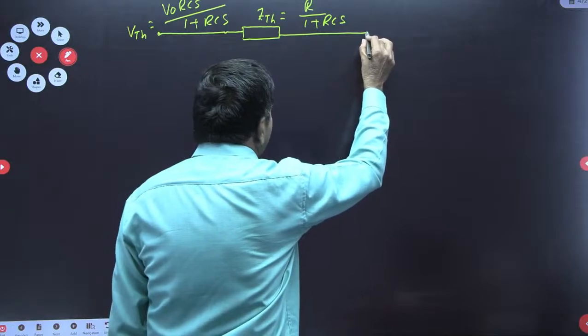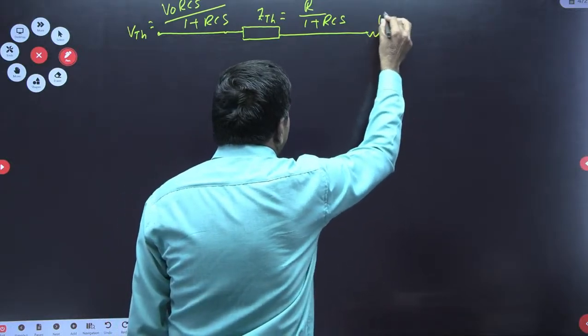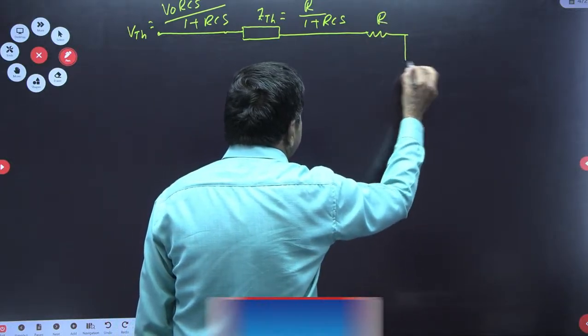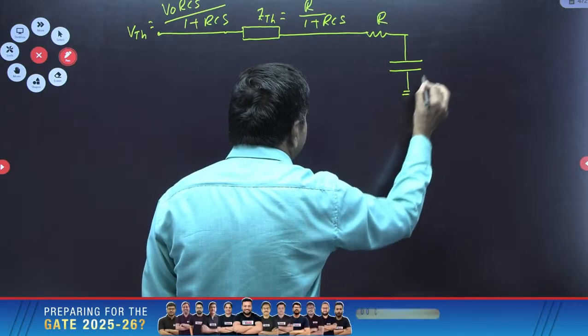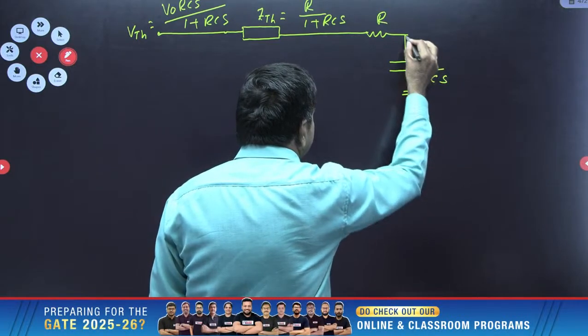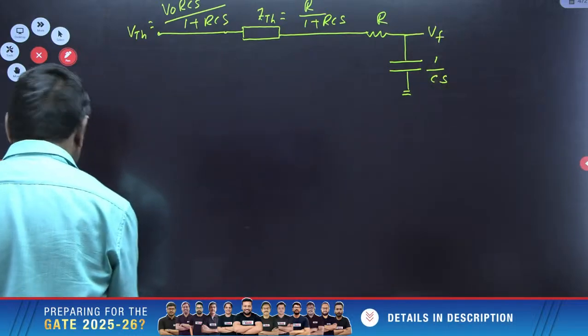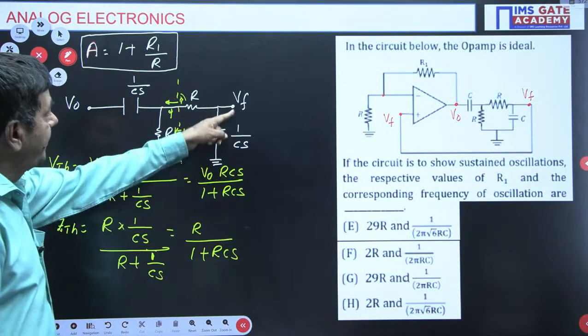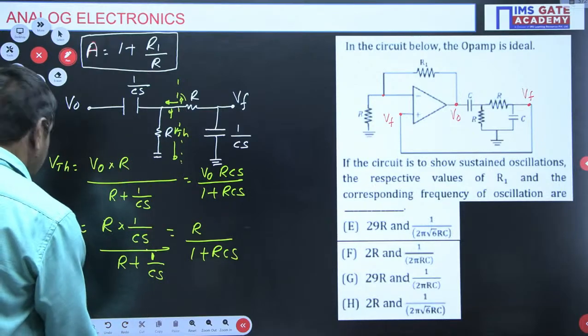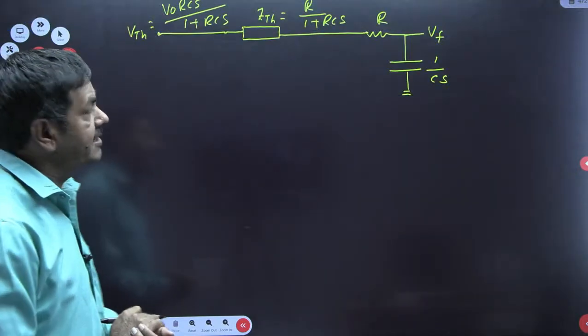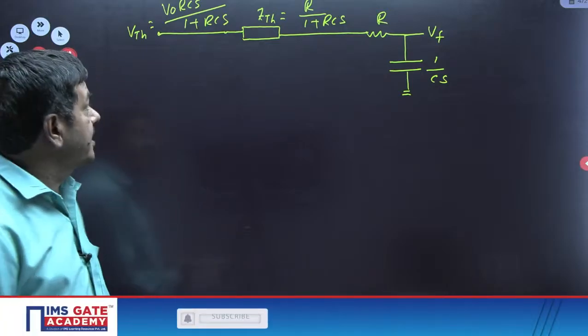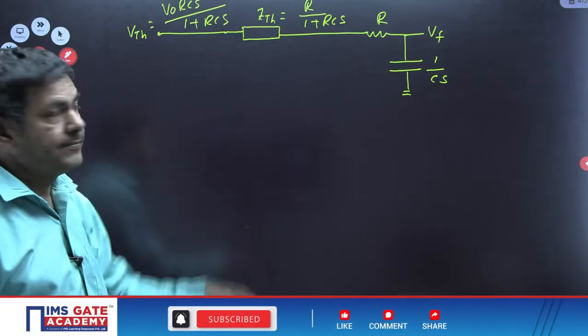The resistance R is given. And also here one capacitor is given. This is 1 by CS. The VF is to be taken here. This is VF. Correct? VF, R, 1 by CS. Now perfect, that is the final equivalent circuit. By using this network, we need to find what VF is.